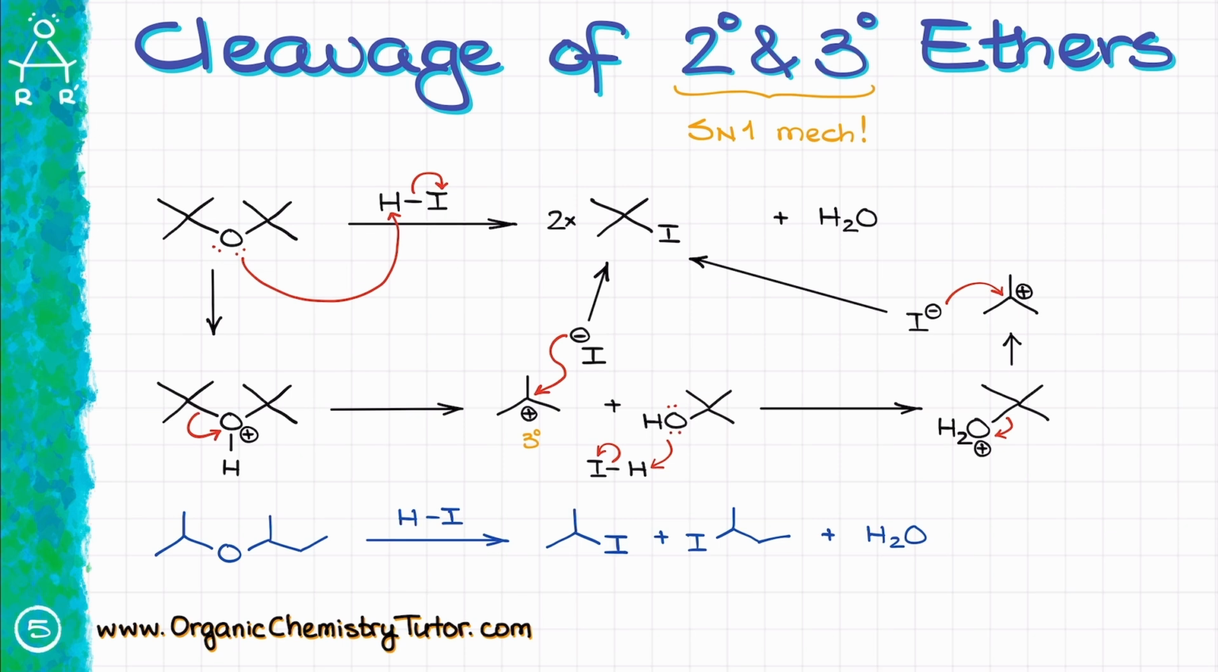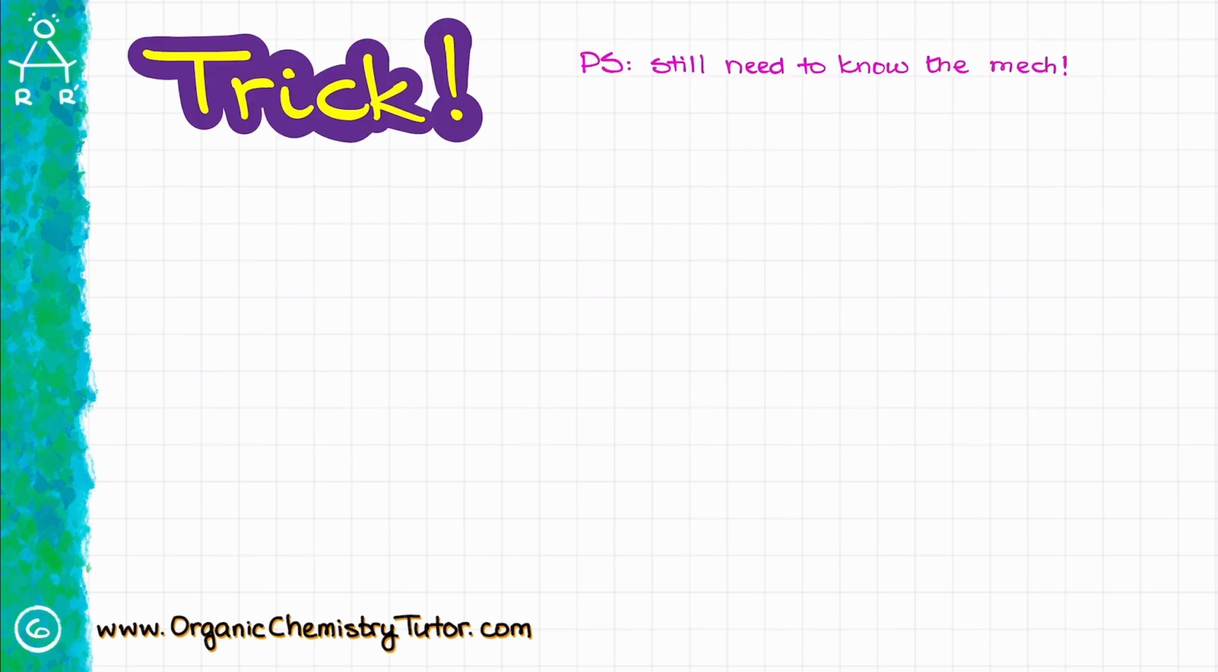Naturally, if you have a mixed ether, like for instance in this case we have a sec-butyl isopropyl ether, you are going to make two different alkyl halides. But do you really want to go through the mechanism every single time? Well, probably not. Going through the mechanism for every reaction on the test is really tedious.